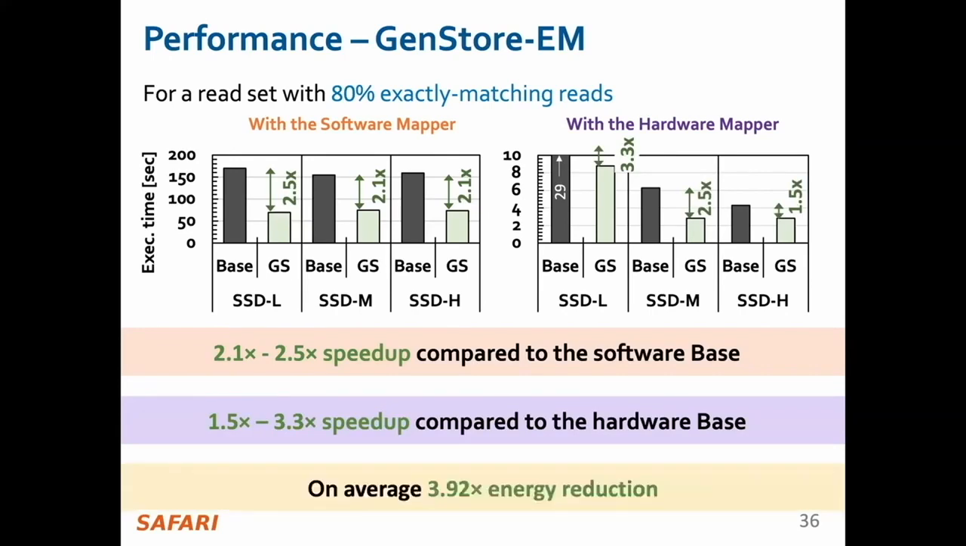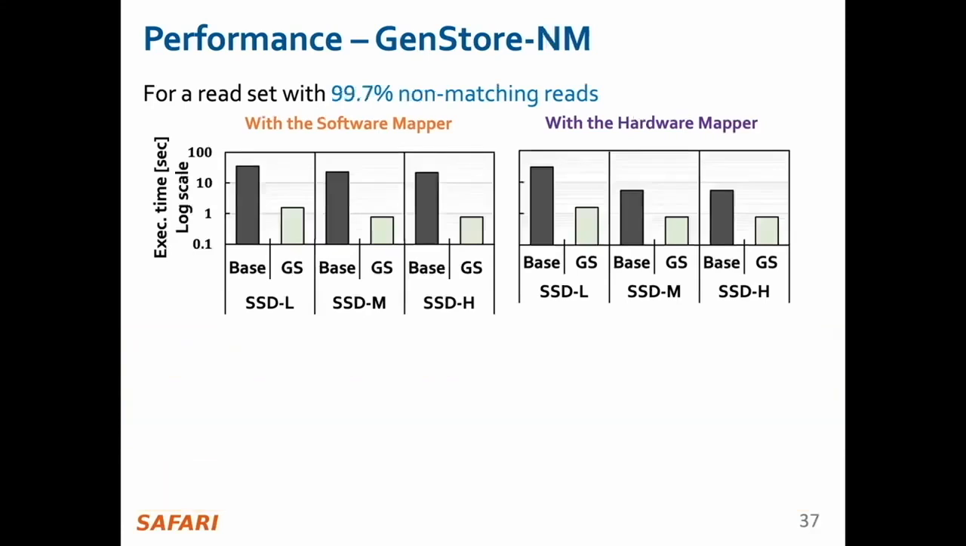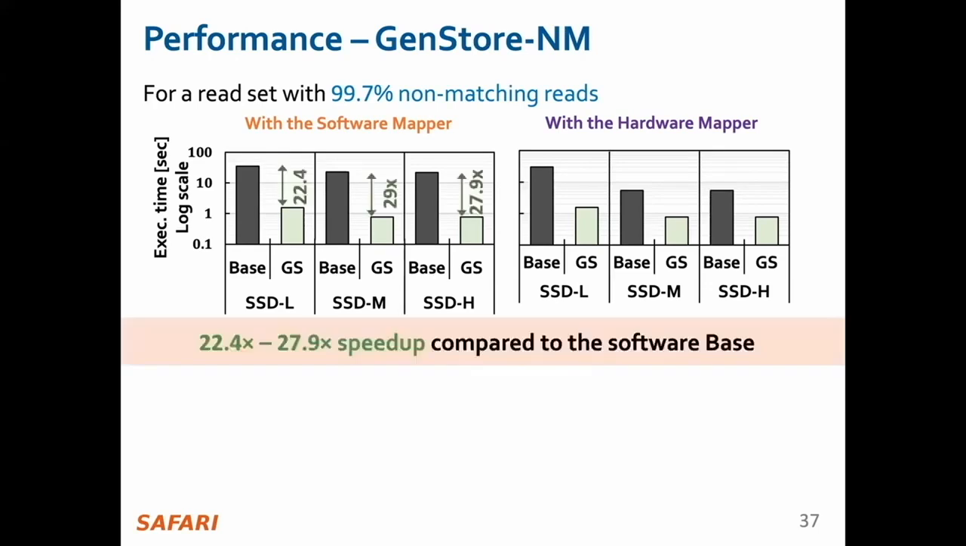And on average provides 3.9 times energy reduction. So now we analyze the benefits of GenStore-NM for a 12 gigabyte long read set with high degree of genetic variation compared to the reference genome, and where a large fraction of reads do not match any subsequences in the reference. And we show the benefits of it on software and hardware mappers.